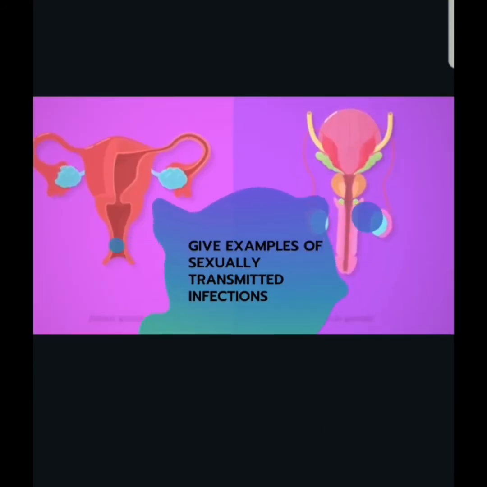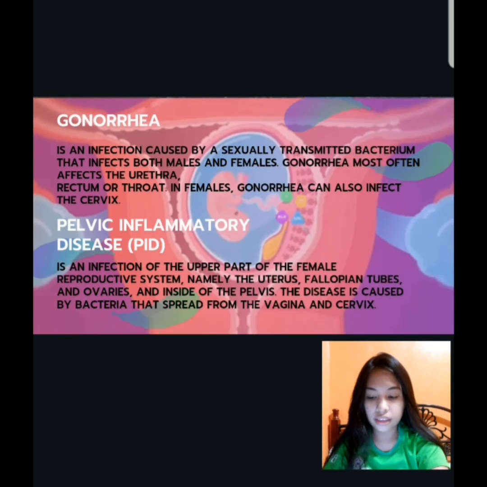Give examples of sexually transmitted infections. Gonorrhea is an infection caused by a sexually transmitted bacterium that infects both males and females. Gonorrhea most often affects the urethra, rectum, or throat. In females, gonorrhea can also infect the cervix.